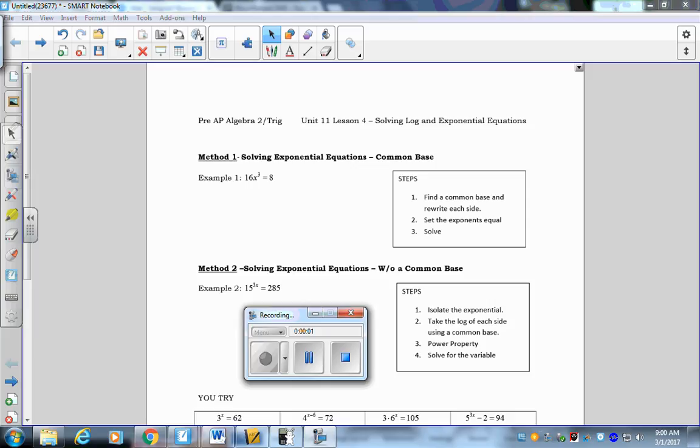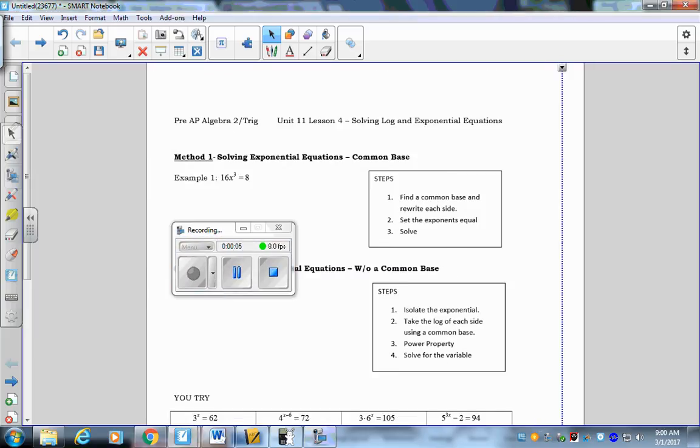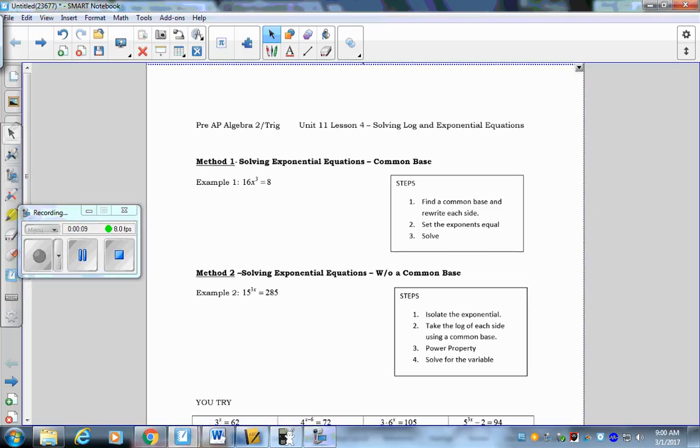Unit lesson 4, and in this lesson, we're going to learn how to solve log and exponential equations. Now, we've already learned how to solve an exponential equation by finding a common base, so we are going to just review that quickly, but we're also going to learn how to solve an equation when we can't find a common base, and how you solve it when you have a log written in it. Okay, so first let's take a look.